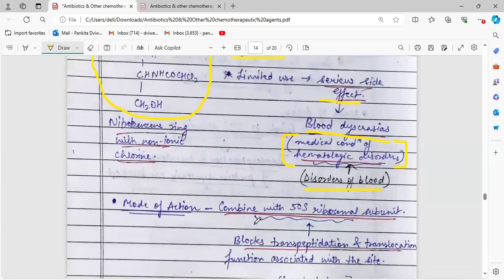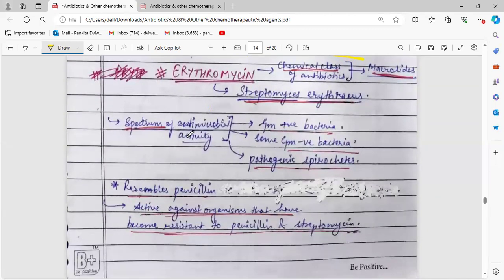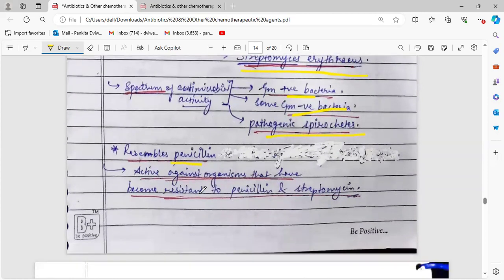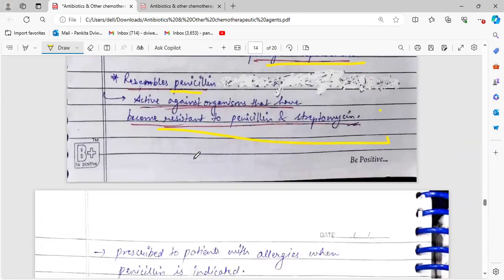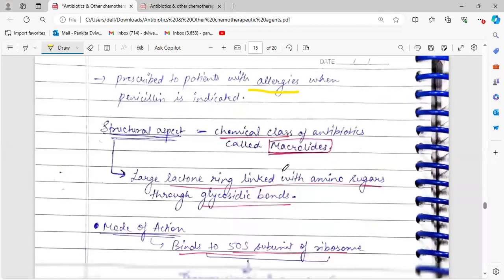Chloramphenicol acts by combining with the 50S ribosomal subunit. This combination blocks the transpeptidation and translocation function associated with the site at which it acts. The next antibiotic is erythromycin. Erythromycin belongs to the chemical class of antibiotics called macrolides. It is obtained from Streptomyces erythreus. These are active against gram-positive bacteria, gram-negative bacteria, and the pathogenic spirochetes. Erythromycin resembles penicillin, and is active against organisms that have become resistant to streptomycin and penicillin. People who are allergic to penicillin are given erythromycin instead.